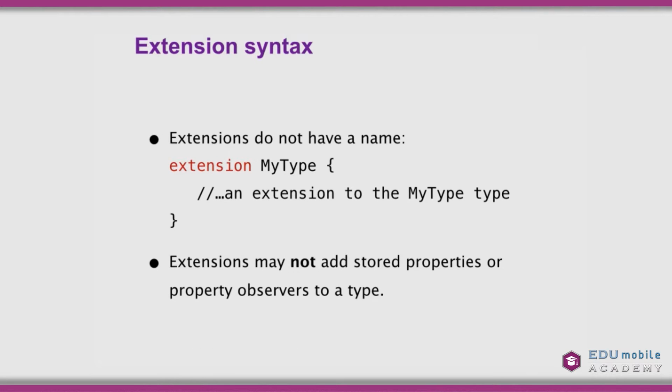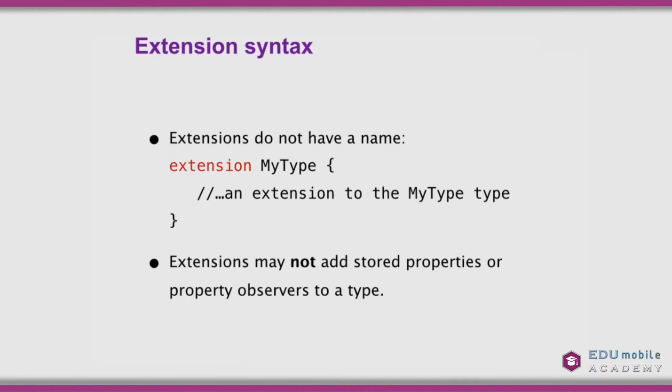Here's the syntax. It's very simple. There's not a whole lot we need to talk about. Extensions do not have a name. That's probably the biggest thing that you'll run into. Extension MyType means we're extending MyType. So in Objective-C, we had categories named like MyType plus whatever. Here, the extension does not have its own name. It's just an extension of MyType.